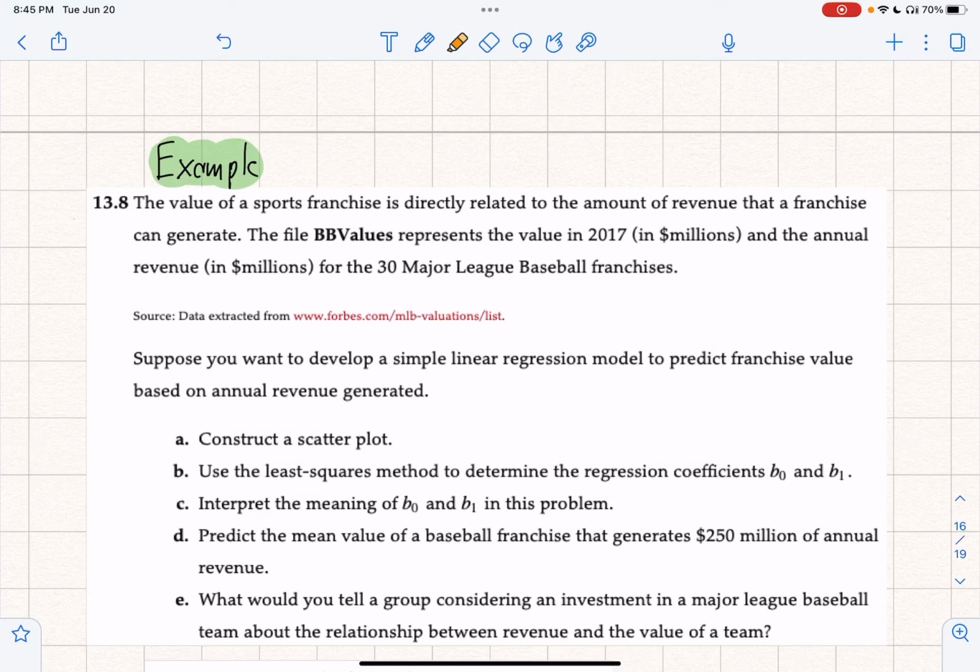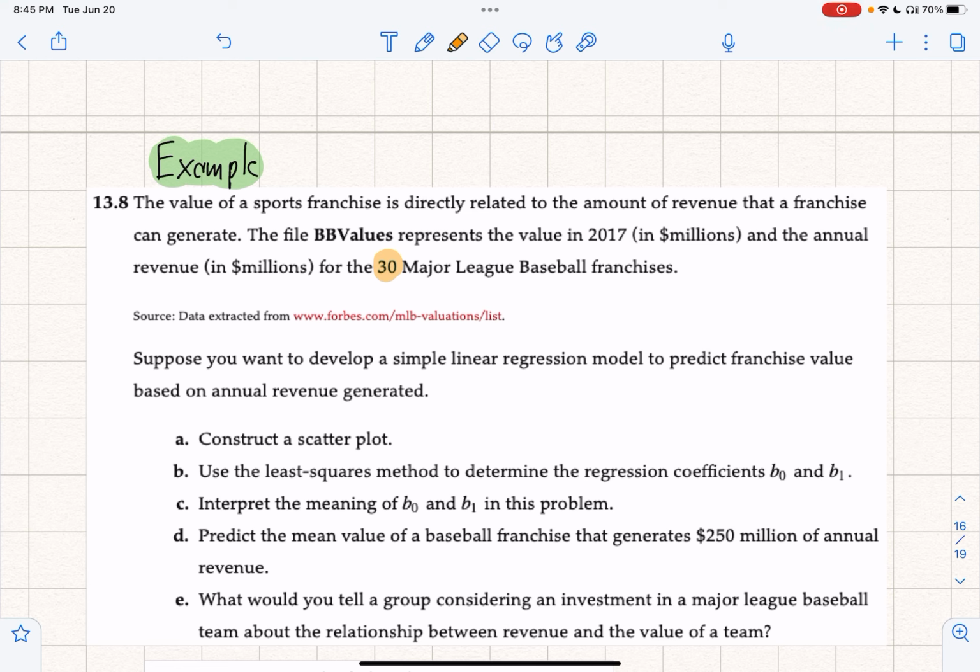All right, so to finish out chapter 13, let's go ahead and do one more example. This is problem 13.88 in the textbook. The value of a sports franchise is directly related to the amount of revenue that it can generate. So this data set gives us the value in 2017 in millions of dollars and the annual revenue in millions of dollars for 30 Major League Baseball franchises.